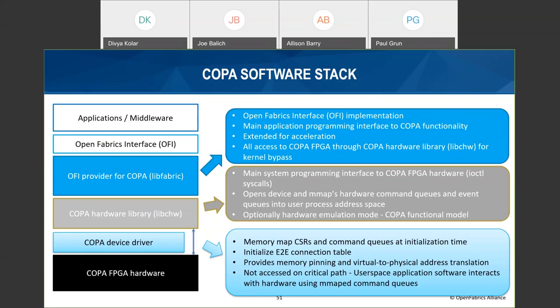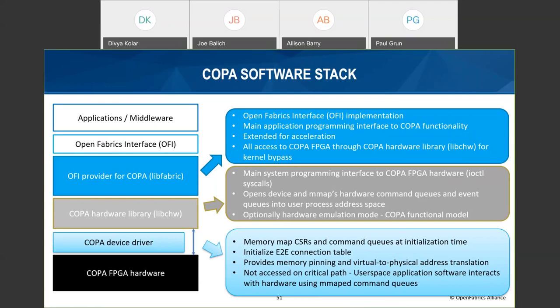Now, there is a hardware abstraction layer called library COPA hardware, or libchw, that we have layered on top of this device driver. And this is the main system programming interface. The OFI provides a next level of abstraction that allows all the middleware to run. But internally, we have our own abstraction layer. This is as close as it can get to the hardware. And everything that OFI does ends up invoking the COPA hardware library for all its functions.